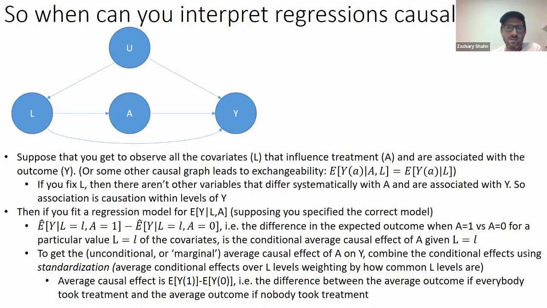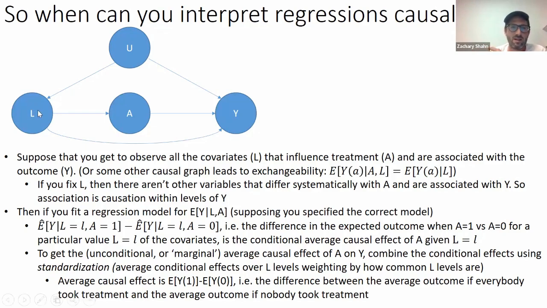You need to be in a bit of a special situation where you have an observed covariate, which we're calling L here, a treatment A, an outcome Y, and you want to know the effect of the treatment A on the outcome Y. So one way that you can satisfy this assumption called exchangeability is if you get to observe all the covariates that influence treatment and that are also associated with the outcome.